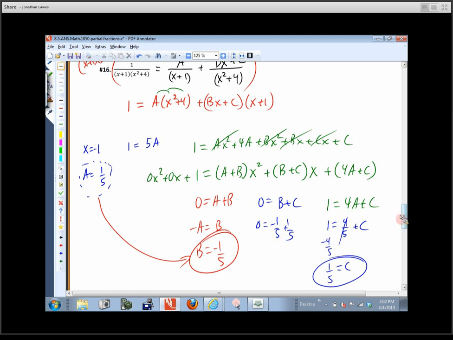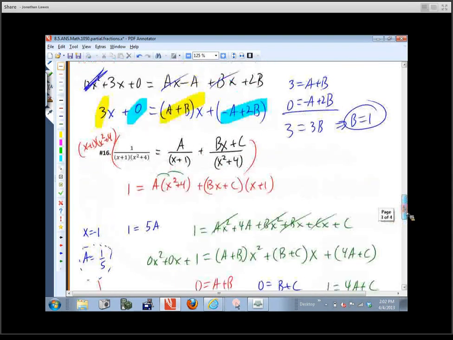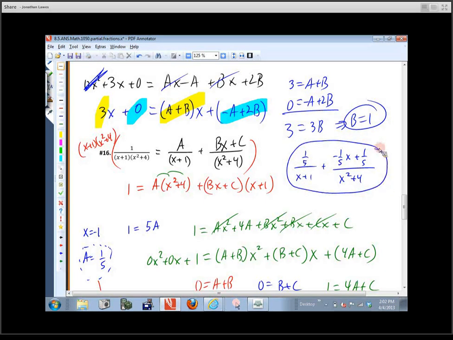So let's come back up here. A and c are positive, and b is negative. So let's come back up here and write the answer. The answer is a is 1/5, so I'm going to write 1/5 over x plus 1. Then I'm going to write plus negative 1/5 x plus 1/5 over x squared plus 4. Is this okay to write the answer that way? It's okay. Is it the best way? It's not, and we'll fix it in just a second.